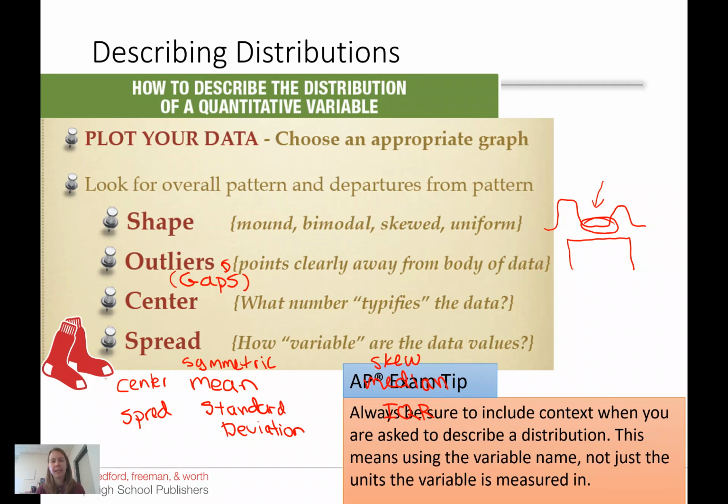And one thing for the AP is they always want your descriptions in terms of whatever the context of the problem is. So if we were talking about scores that you got from goals, then you want to say, for example, the mean number of goals scored is 7. You want to make sure you have context.